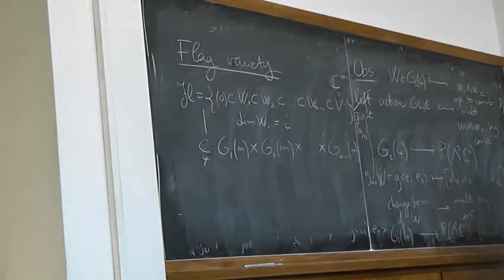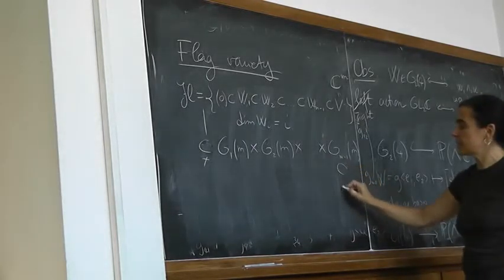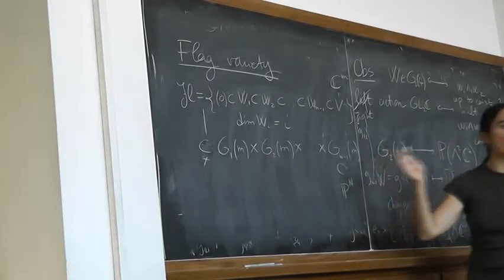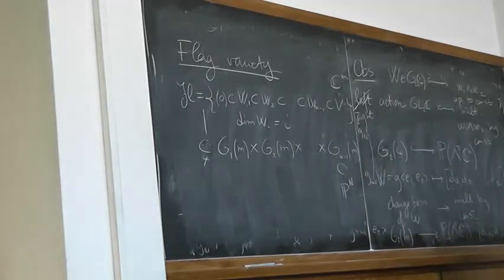And by the way, this will tell you immediately that you lie in some projective space, okay? Because each of them is in a projective space, and then you are in the product of projective spaces, so it is certainly projective. Now, you have to show that this flag is a closed subset of this P^n.